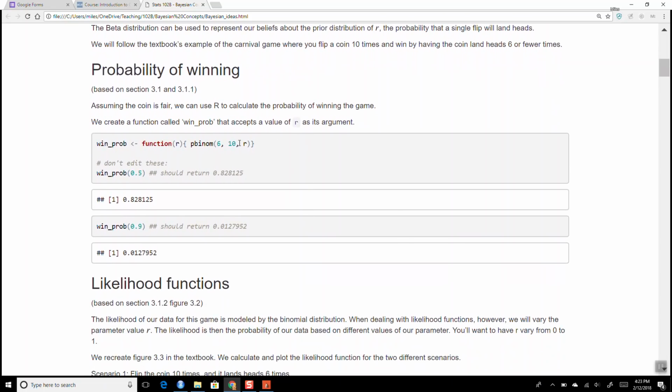Okay, and so first of all, I created a function called win_probability based on the description of the coin game in the book, which was you flip the coin 10 times, and if it lands heads 6 times or less, then you win, right? And so if we're playing with a perfectly fair coin, we have about an 83% chance of winning, okay? On the other hand, if we're playing with a weighted coin, such that it has a 90% chance of landing heads, then we only have about a 1% chance of winning the game.